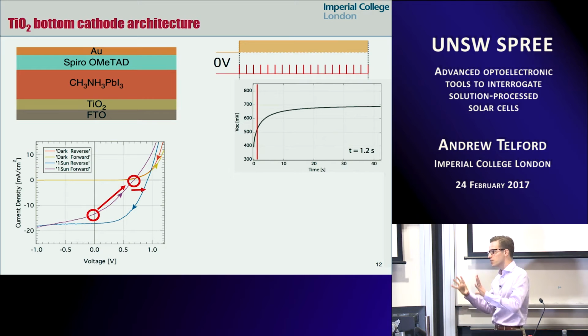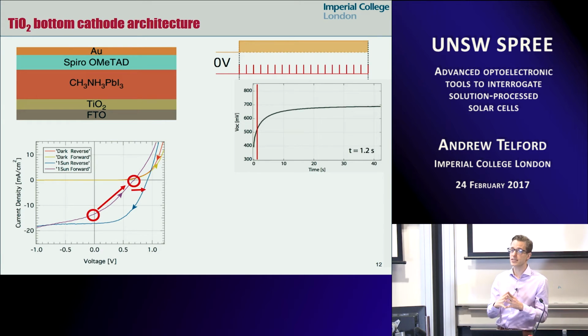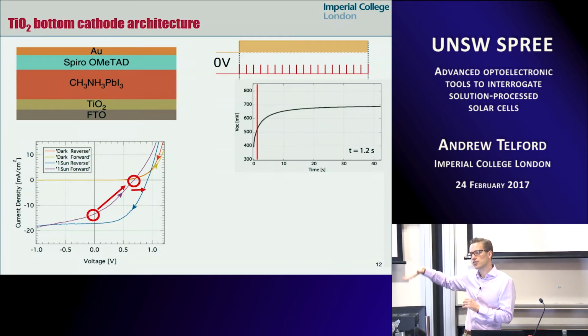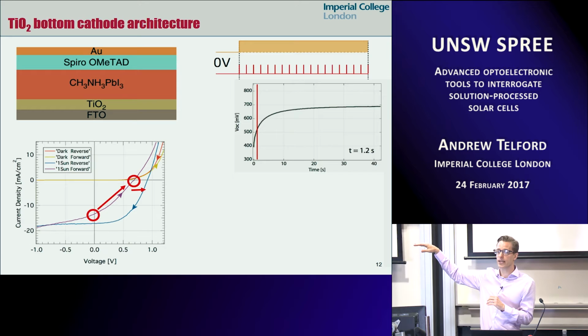All right, so let's look at a device which typically exhibits hysteresis in the JV scans. This is a device that we refer to as bottom cathode, just because we're extracting electrons from the glass side, from a titanium oxide electron extraction layer. Then we have the methylammonium lead triiodide, spiro-OMeTAD, and gold.